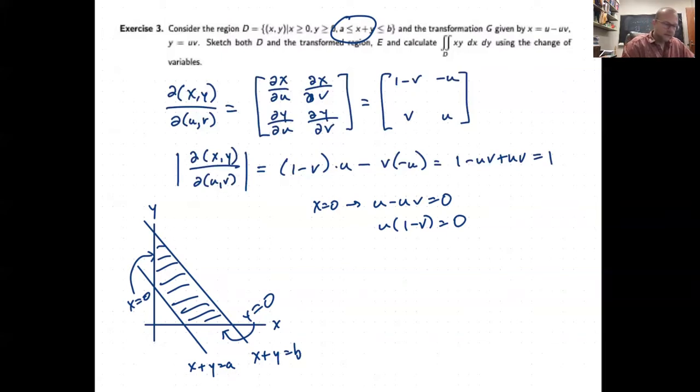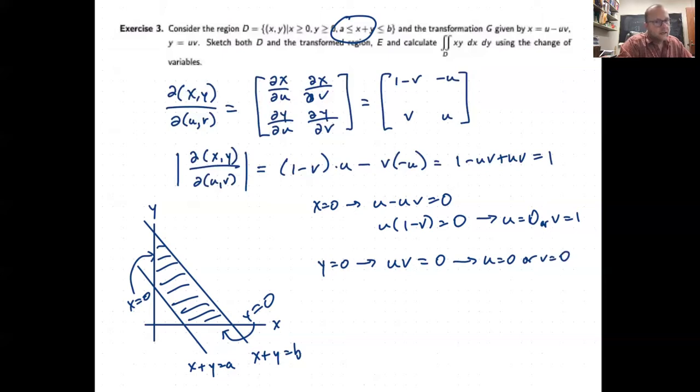So that'll be a little bit of a hassle, just because of the fact that there's two of them. But then we're going to look at y equals 0, which says that uv is equal to 0, and that is equally bothersome.